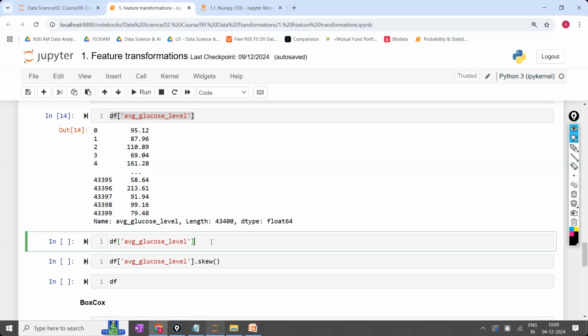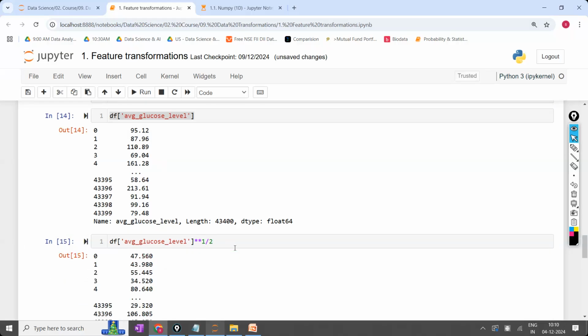I'm going to apply power 1 by 2. What is meant by power 1 by 2? It is applying the square root on each and every value. The first value is 95.12, and for it we apply power of 1 by 2, that is the square root of 95.12. Next, the square root of 87.96, the square root of 110.89, the square root of 69. Like that for every value, and you get the output like this. That is power 1 by 2.